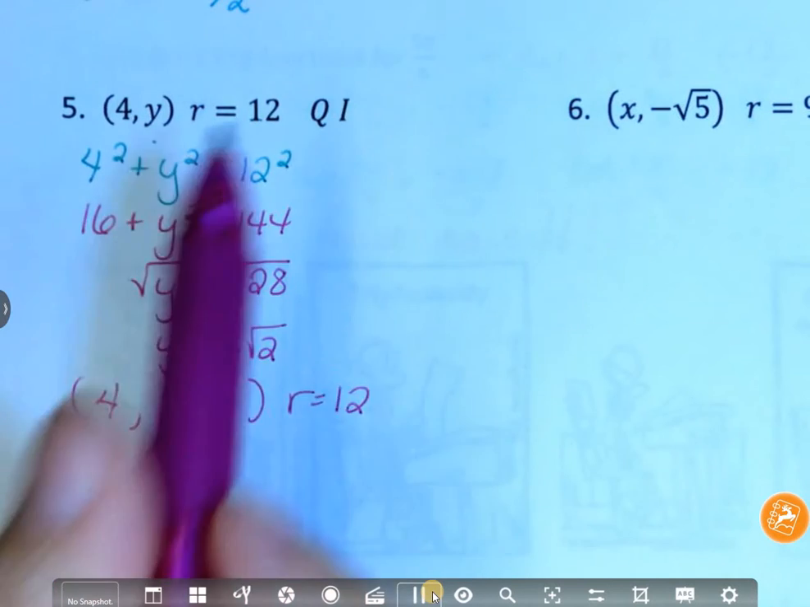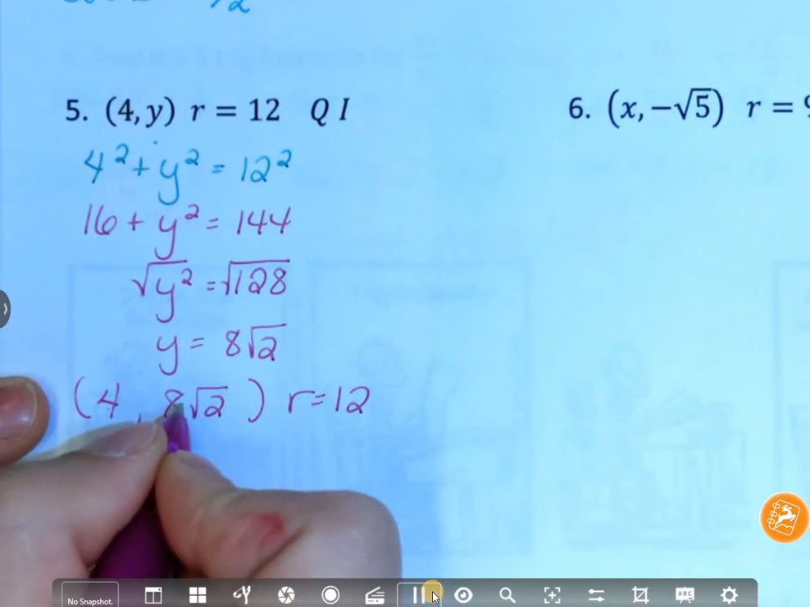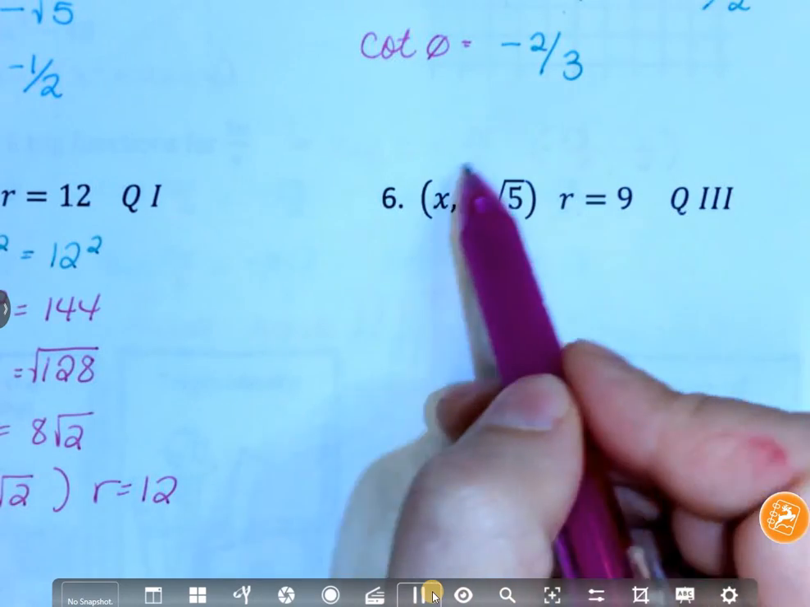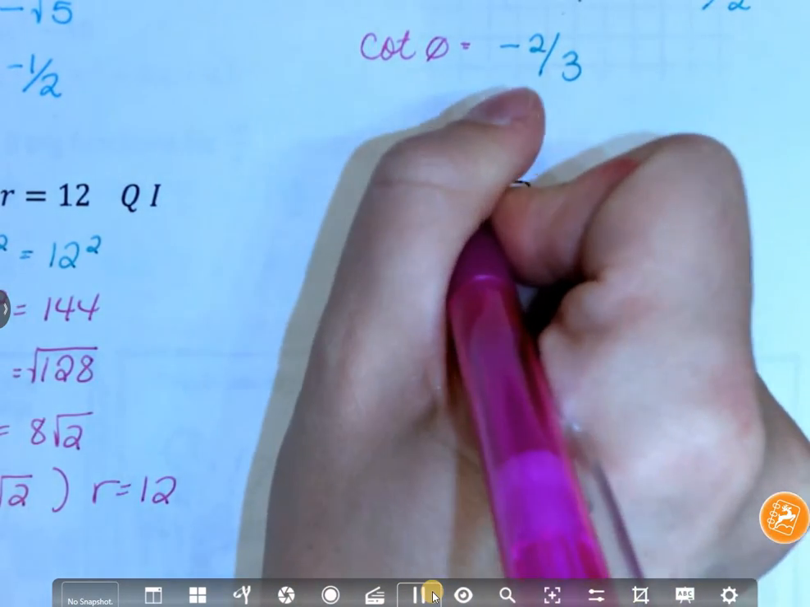Why would they tell me Q1? That means that this guy's positive. So for example, in this one, when I say Q3, what is that going to tell me about this? X is going to be negative for this.